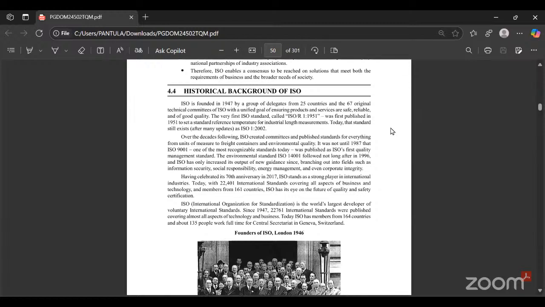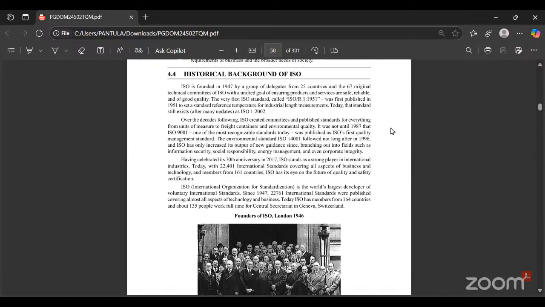And we can see the history of ISO. ISO was founded in 1947 as a group of delegates from 25 countries and 67 original technical committees. ISO fulfilled its goal of ensuring that products and services are safe, reliable, and of good quality.